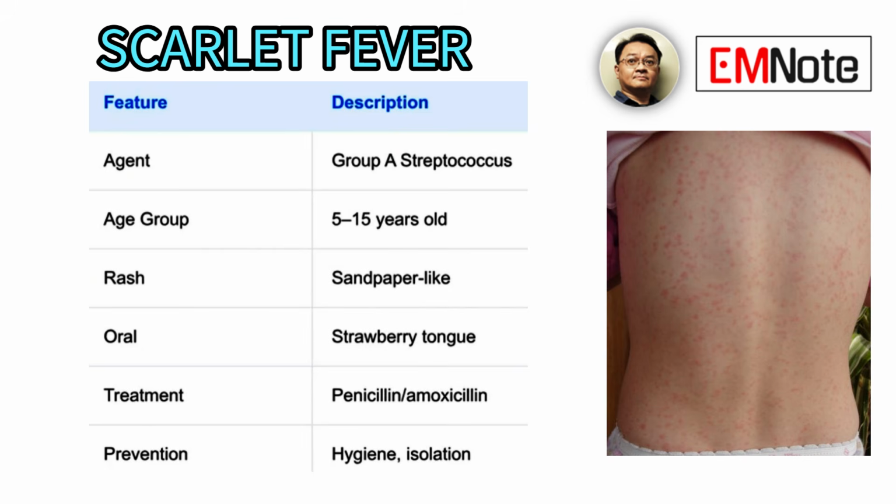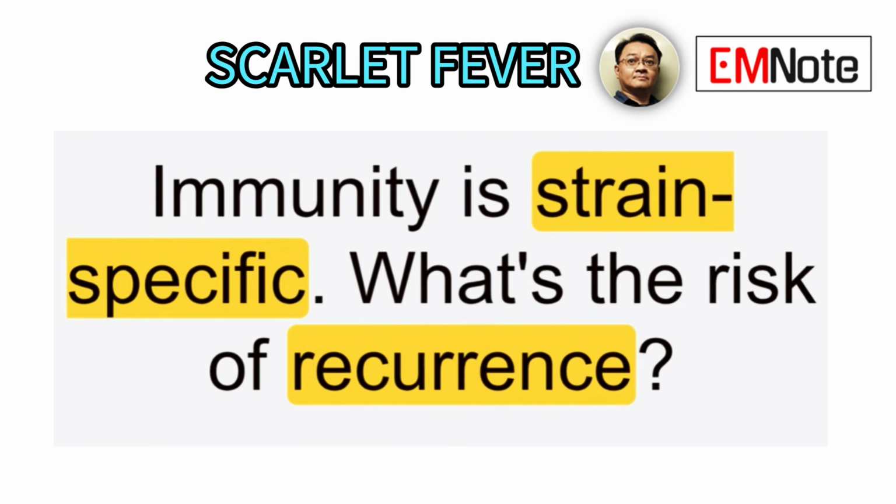So let's just quickly recap the main points. The causative agent is group A beta-hemolytic streptococcus. Your typical patient is a child between 5 and 15. The key signs are that sandpaper rash and strawberry tongue. Treatment is a 10-day course of penicillin or amoxicillin, and prevention relies on good hand hygiene and isolation since there's no vaccine. And that's a wrap on our clinical update.